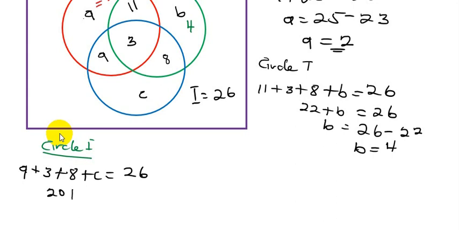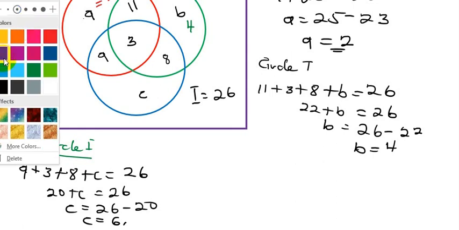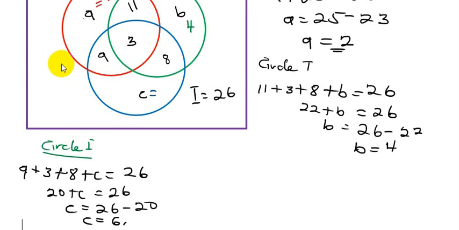So we're going to get 20 plus c being equal to 26. We're going to get c is equal to 26 minus 20. Then c is going to give us 6. So here too, for our c, we are getting 6. Now that we are done with the 3 circles, we will find the onlys.